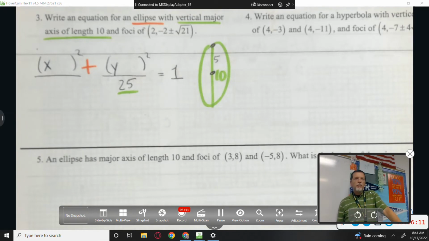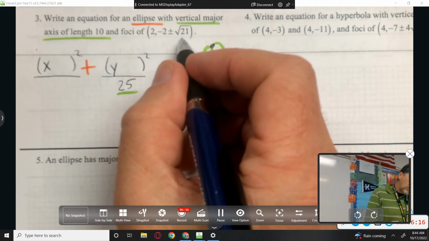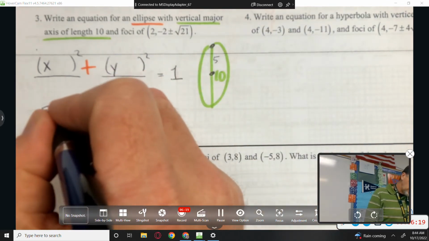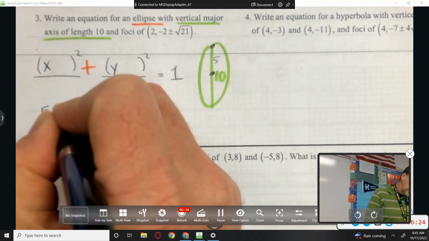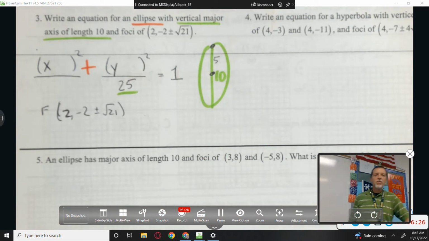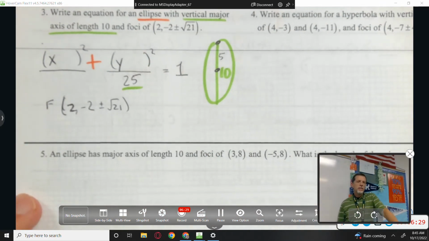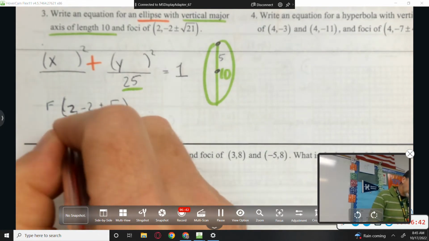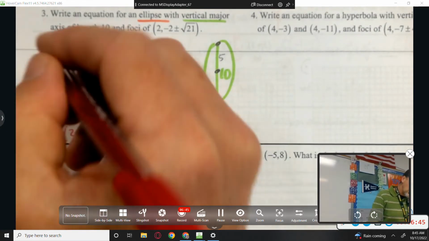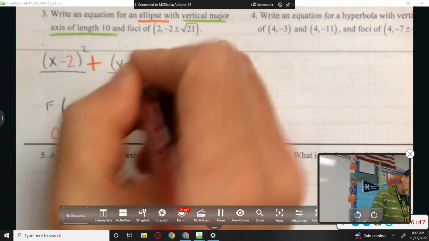Okay. Foci at 2, negative 2, plus or minus square root of 21. I think that tells me a lot of information if I'm really paying attention here. What can I get from knowing that those are my foci? The center, because if I ignore the plus or minus, I get the center. So the center then is at 2, negative 2. So x minus 2 and y plus 2.